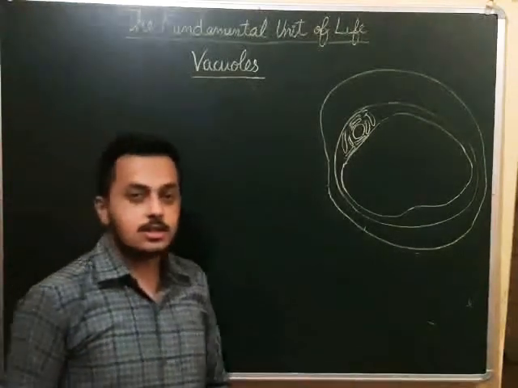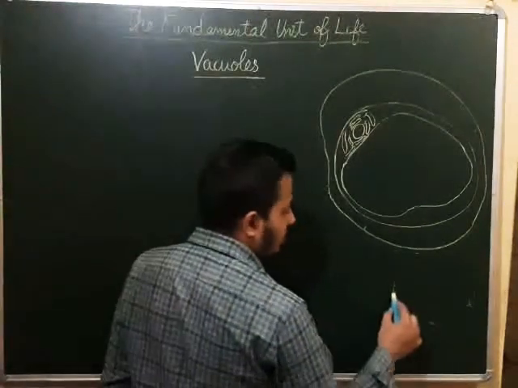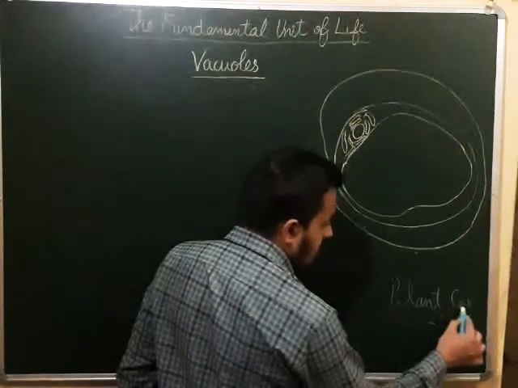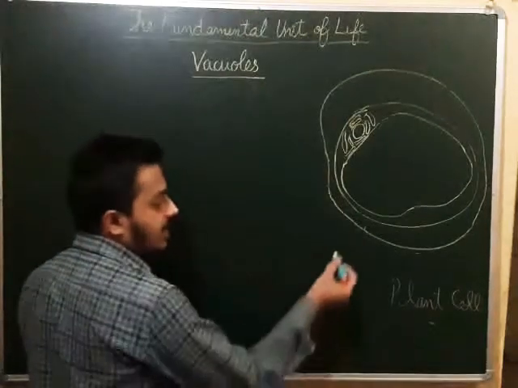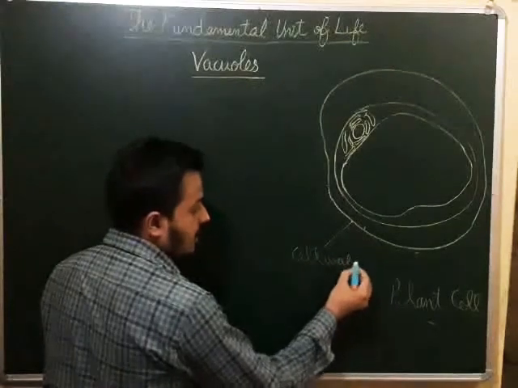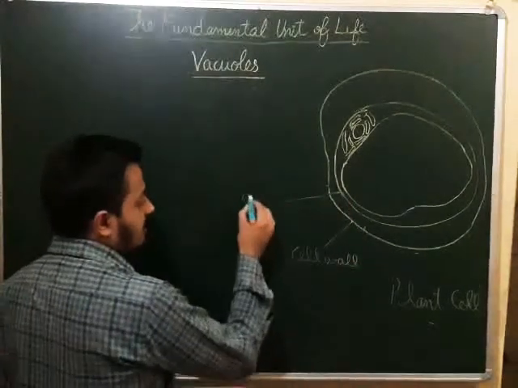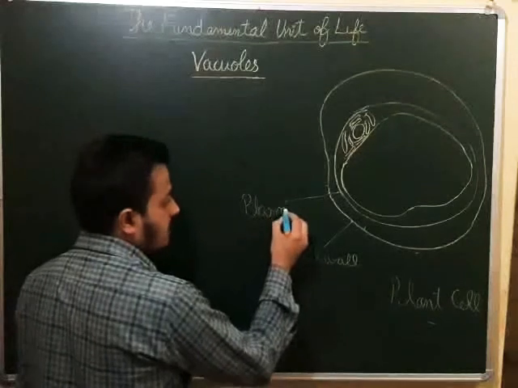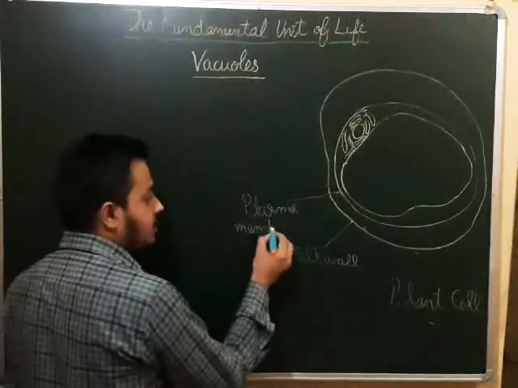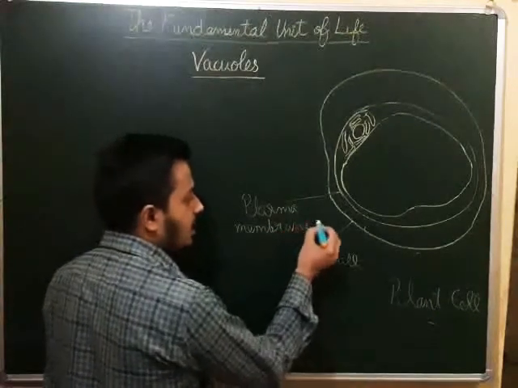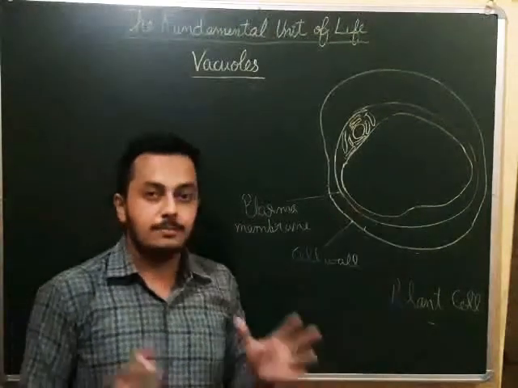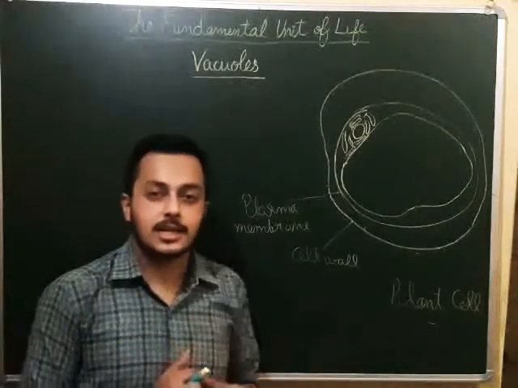You have discussed and know about the plant cell. Plant cells have an outer covering called the cell wall, and an inner layer which is the plasma membrane. You have already read about their structures and functions. Today we will discuss another big portion inside the plant cell.